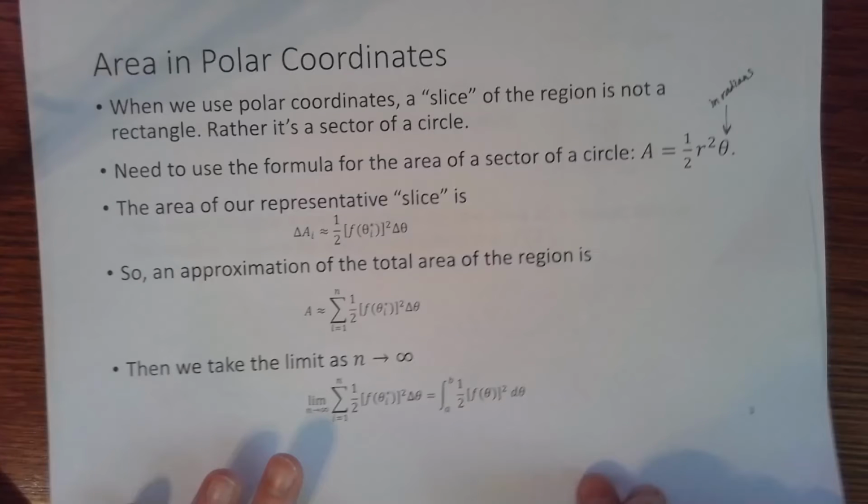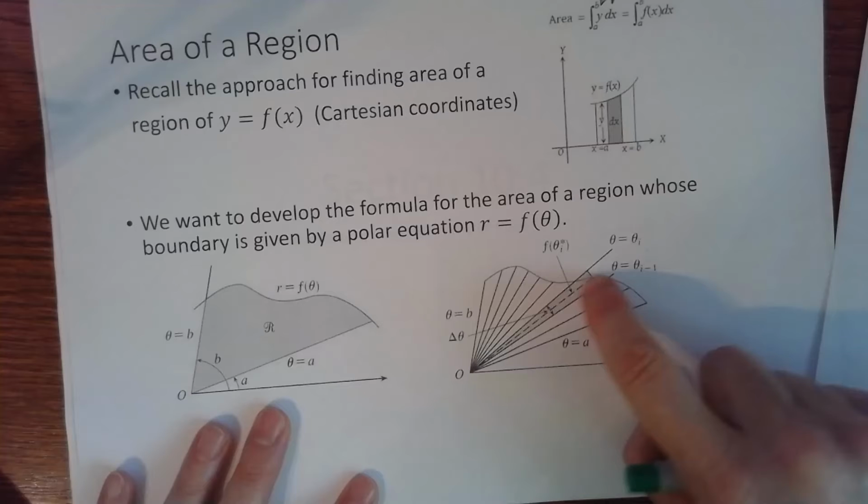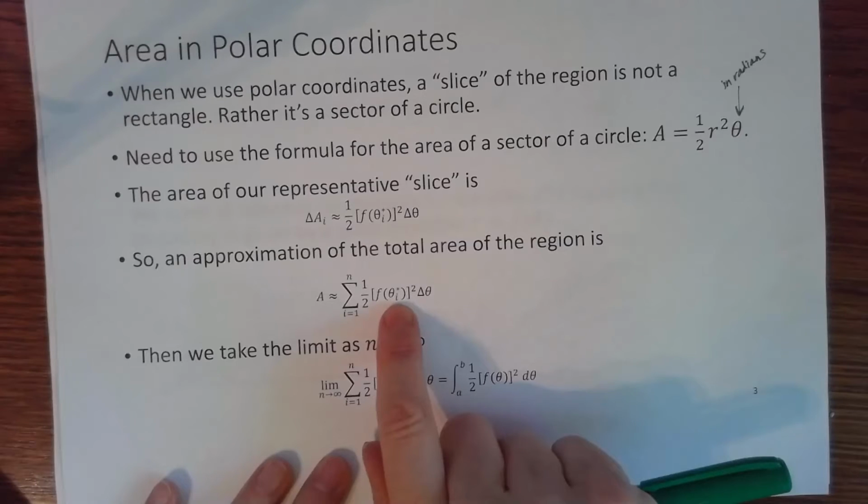So that would be each individual one. Each individual one is going to have a different r value. So this one, that's our f of theta star. This is going to be different. This is based on whatever our curve is, based on our f of theta. Okay, so if we add up this one plus this one plus this one plus this one plus this one, so if we add up all n of those, we'll take the sum from i equals 1 to n of 1/2 of this f of theta star squared delta theta. And then the way that we turn this infinite Riemann sum is the same as the integral.